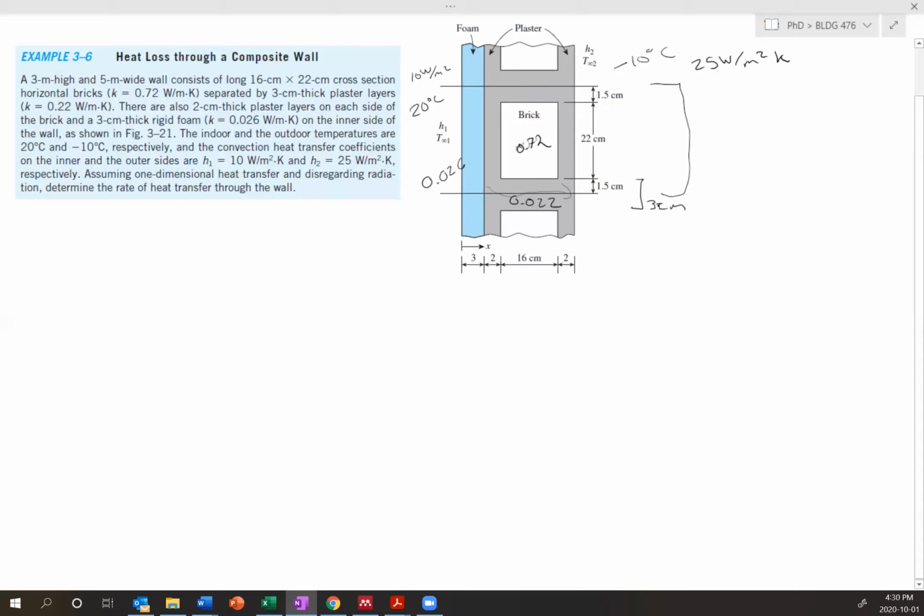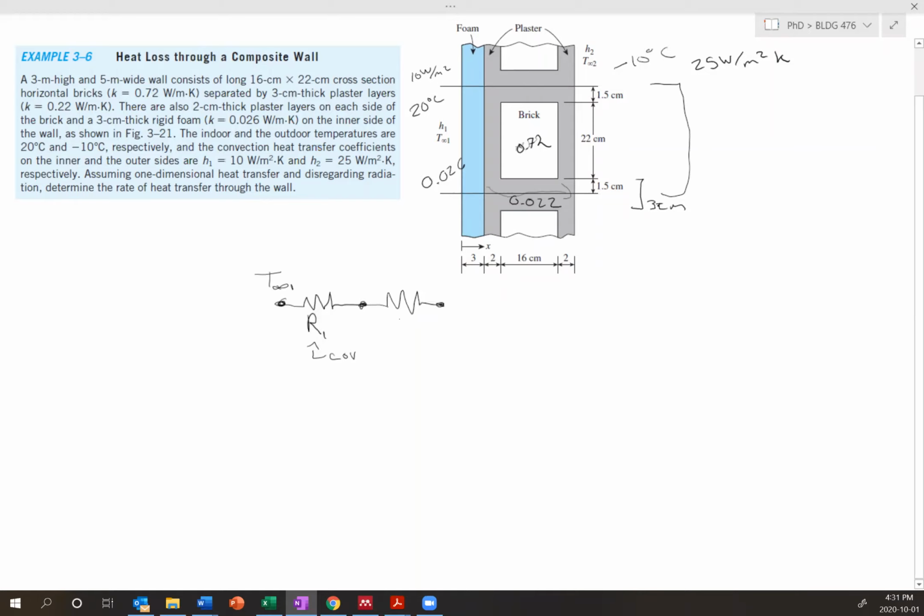And of course the way to do this is we do our resistance network, which is just a very handy way of sorting all this out. So we call this T infinity 1. So this is the inside of our wall. First thing it's going to do is go through this convection. And so we'll call this R1. And we know this is associated with the convection. And then it'll go through the foam layer.